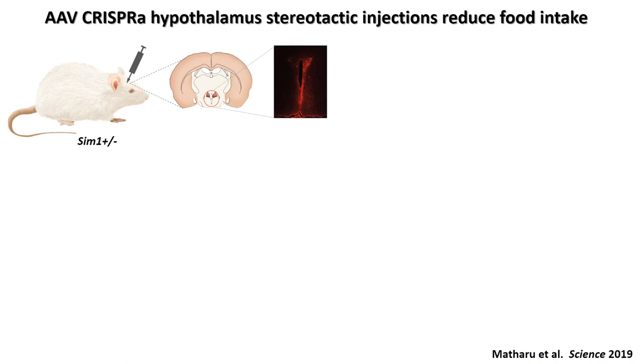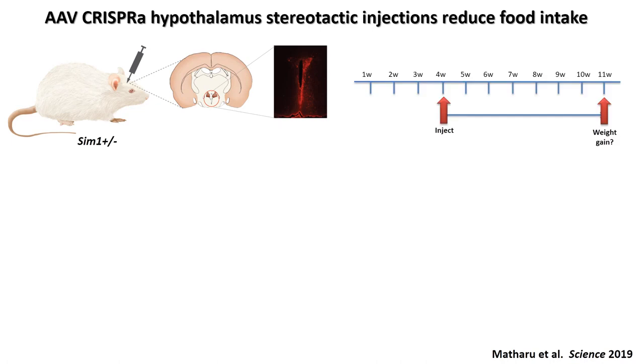So we did stereotactic injections of these viruses into the hypothalamus, and here in red you can see the mCherry expression suggesting that we are injecting into the right place where SIM1 is expressed in the PVN of the hypothalamus. We injected into SIM1 heterozygous mice at 4 weeks of age, and then we waited 7 weeks to see how much weight they gained after that with the different injections.